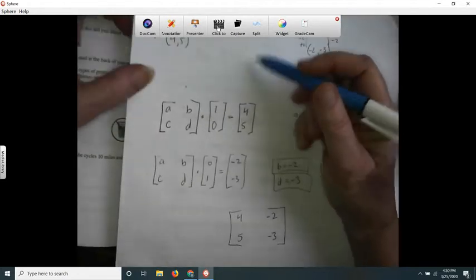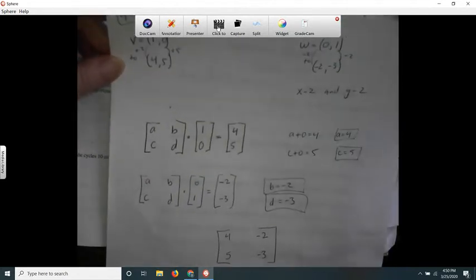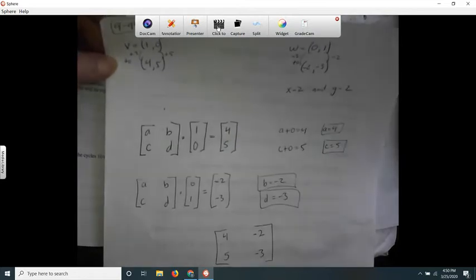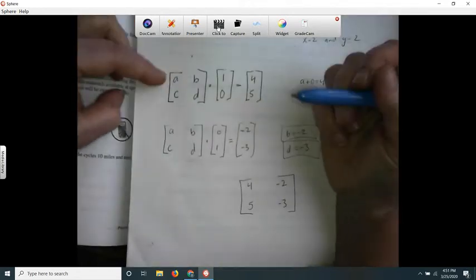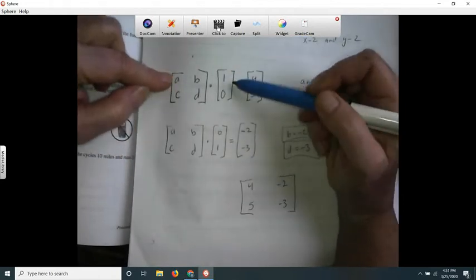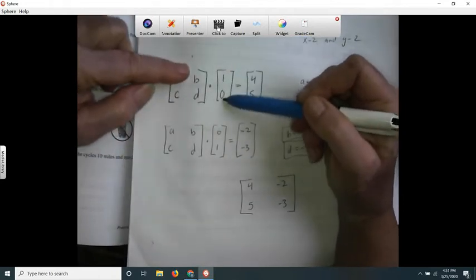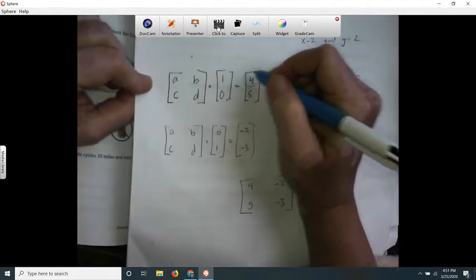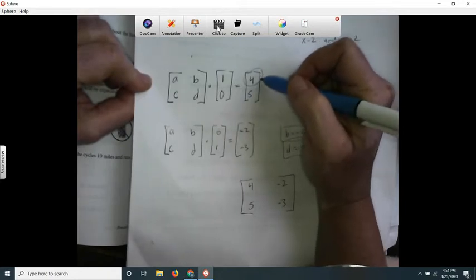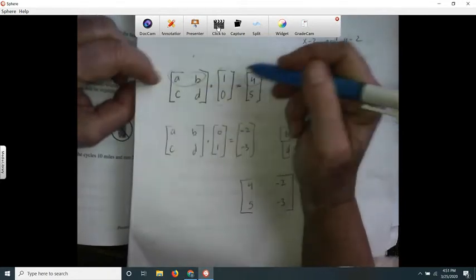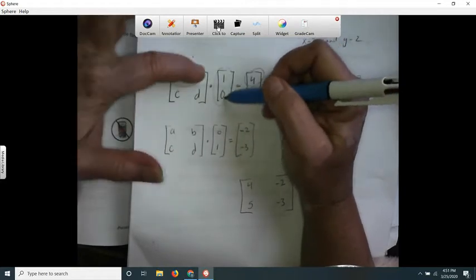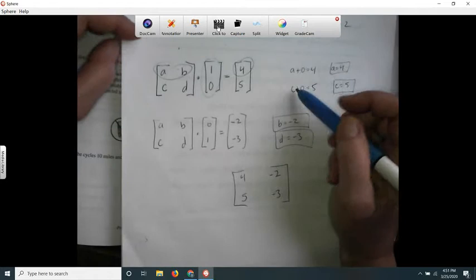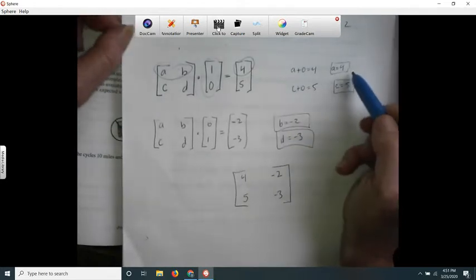Okay, so we're just going to find the matrix. I'm going to multiply A times 1 plus B times 0 equals 4. Remember, this is row 1, column 1. So A times 1 plus B times 0 equals 4. So that's A plus 0 equals 4. So I know A equals 4.